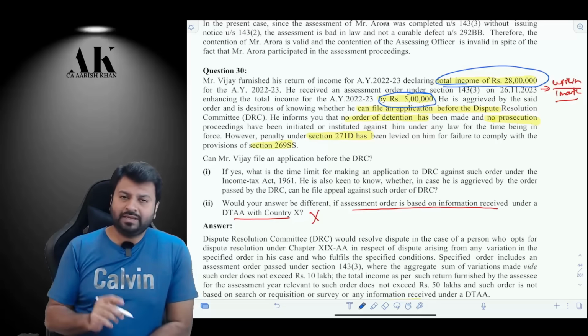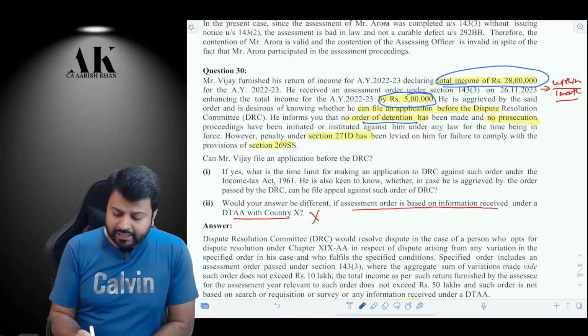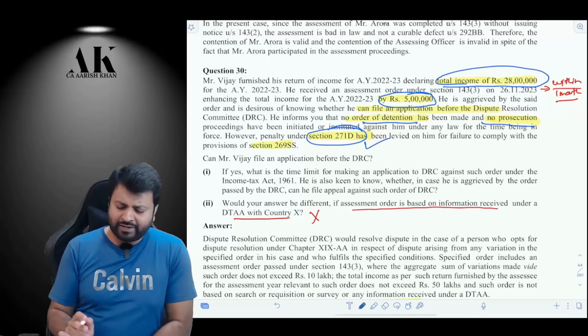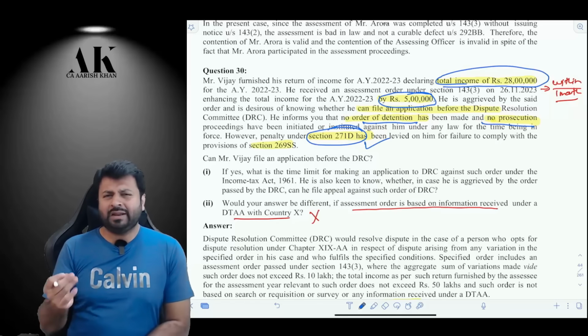Now, he wants to go to DRP. Can he go to DRP? Against him, there is no order of detention. There is no prosecution made. There is just a penalty which is imposed under 271D. That is all fine. There is nothing wrong in imposing the penalty.